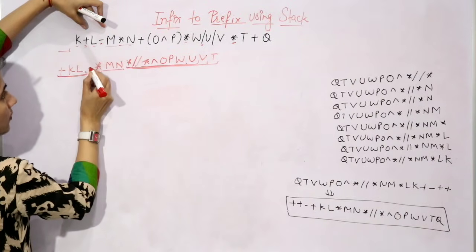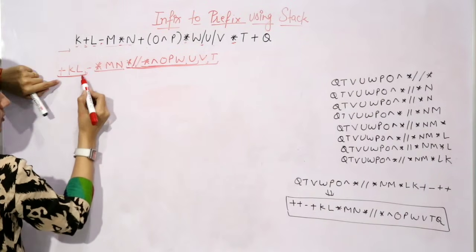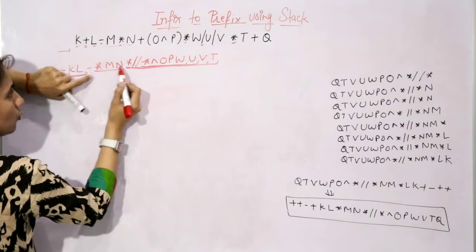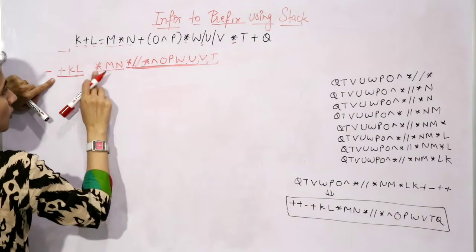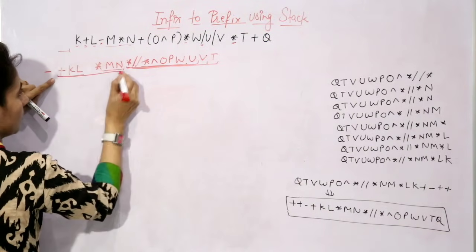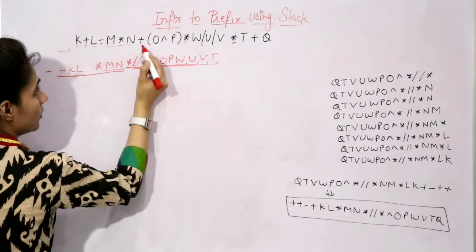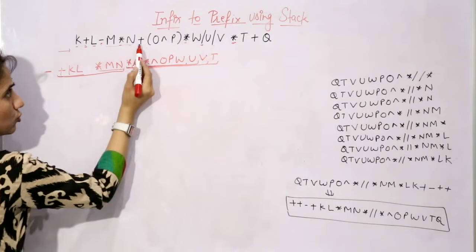So here we have minus, right? For this minus, this is one operand, this is another operand. So you simply put this minus before these operands. So now this is a complete operand, right? Now here, we have this plus, so solve this one.